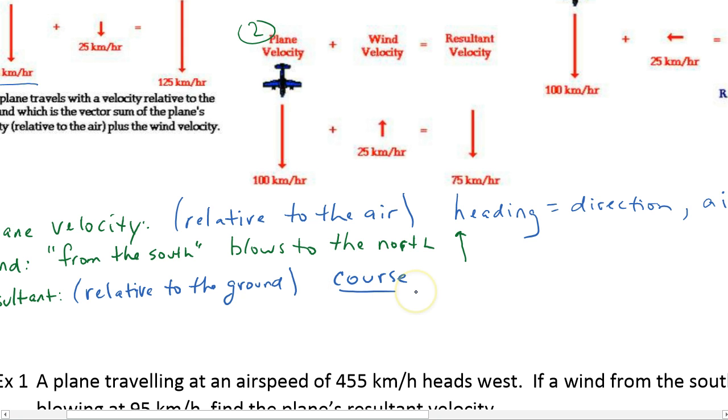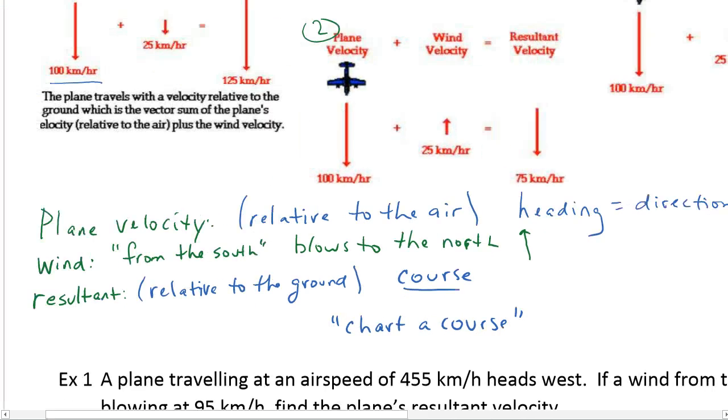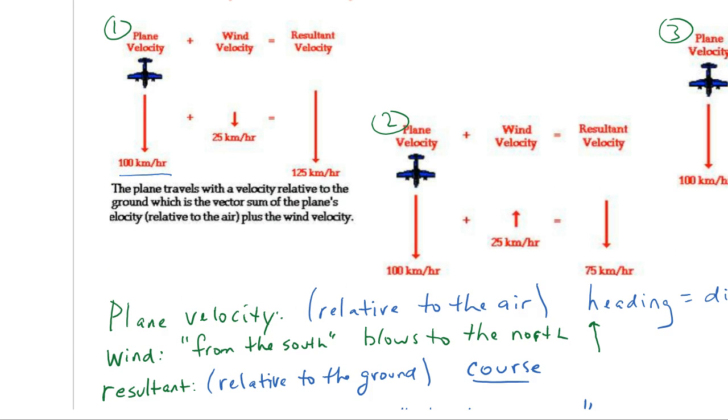Sometimes you see the phrase, I want you to chart a course. Given the fact that the winds might blow you off of where you're pointed, to chart a course means pick a heading so that after the wind affects you, you're actually going the speed and the direction that you want. For example, if you get on a plane going to Toronto and there's a big tailwind, they'll tell you that you're going to get there a little bit earlier. They're doing this vector sum.